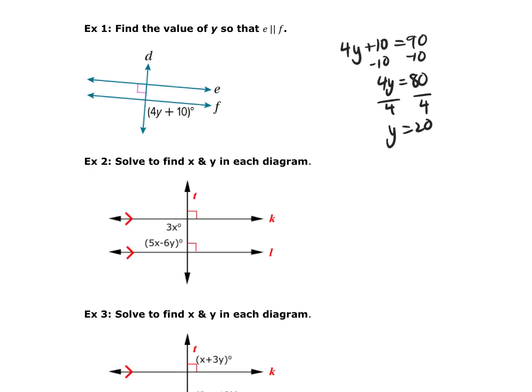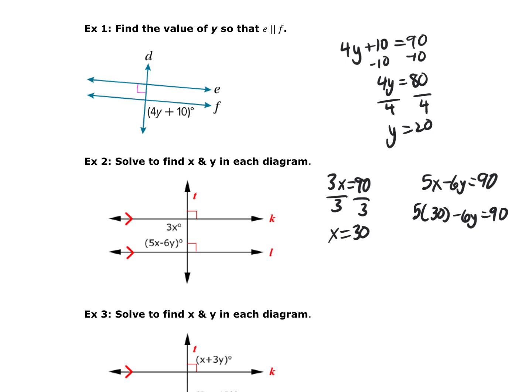Now, in this next one, we know that all of these angles are going to be 90 degrees, which means that 3x is going to be equal to 90, as well as 5x minus 6y is going to be equal to 90. All right, so if I divide both sides by 3, I get x equals 30. So then I can take that information, now that I know x, plug that in to the other equation.